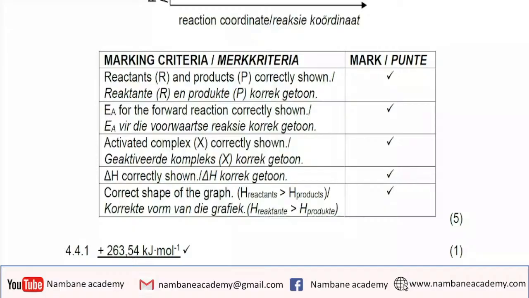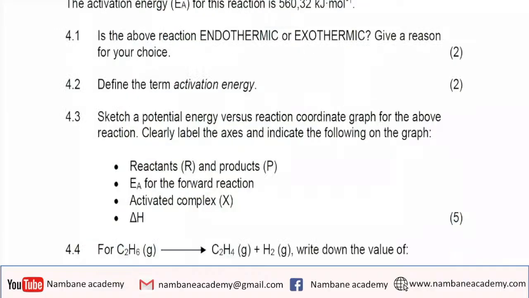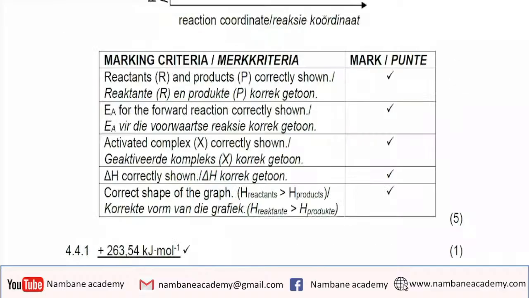So 1 mark for 263.54 kilojoules per mole. And then 4.4.2, they are required to write down the value of the activation energy for the breaking down reaction, for the decomposition now. So they will say the activation energy is equal to 560.32 plus 263.54, which equals 823.86 kilojoules per mole.